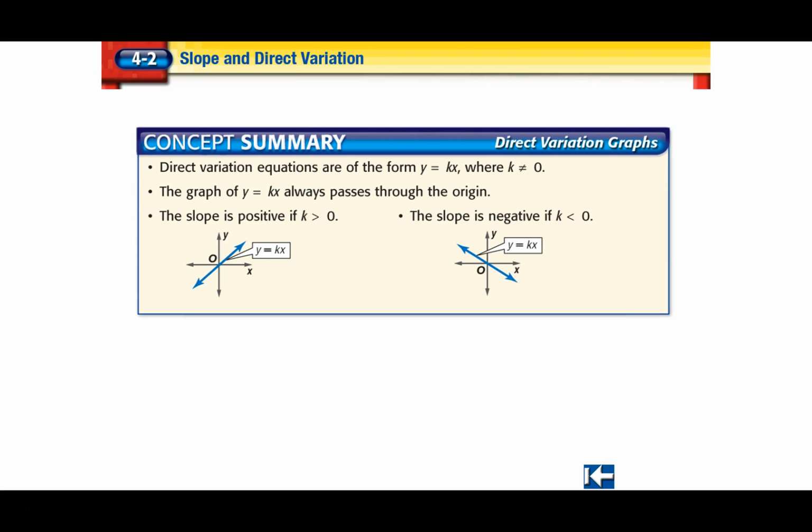All right, direct variation graphs. So direct variation are equations that are in the form of y equals kx, where k is not equal to 0. We already said that. So the graph of kx always passes through the origin. That's because there's no plus on there. So you remember y equals mx plus b. There's no plus b. So that's why it always passes through the origin. The slope of k is positive if k is bigger than 0. If it's negative, it's less than 0. So it's the same as a slope. That's kind of what you want to think of this as.